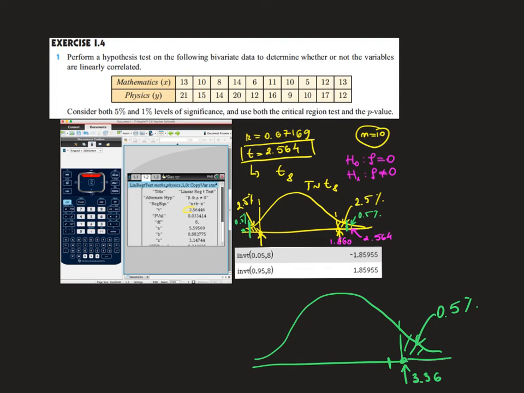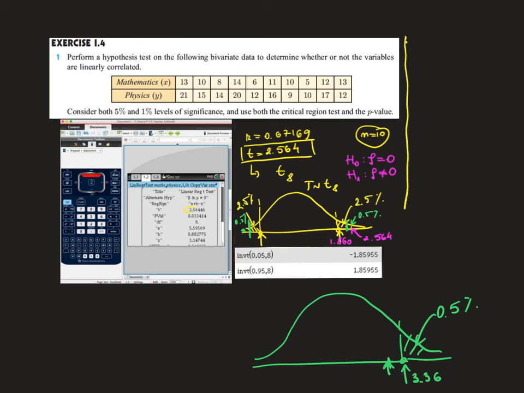Therefore, my test statistic 2.564 is here, so I accept H0. So at 1% significance level, I accept H0. At 5% significance level, I reject H0. And you express your conclusion in terms of x and y.